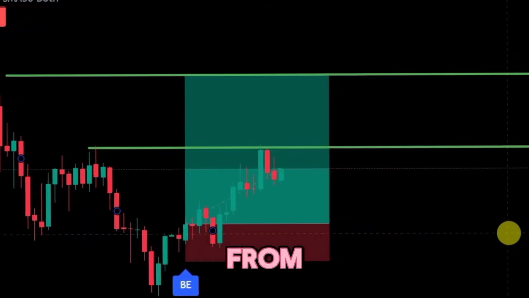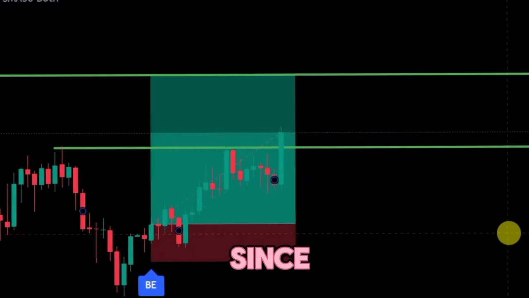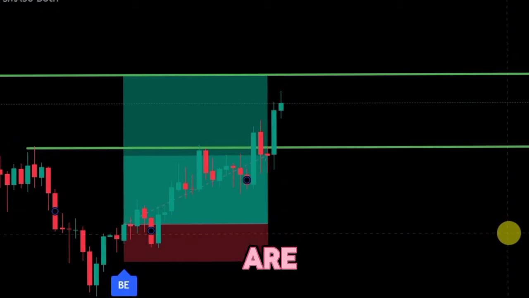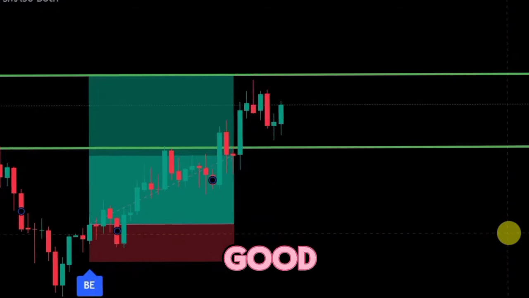We got a rejection from there. Any moment from now we should take out take profit one, because since the indicator hasn't printed a bearish signal, I think we are still in a winning trade. Good.